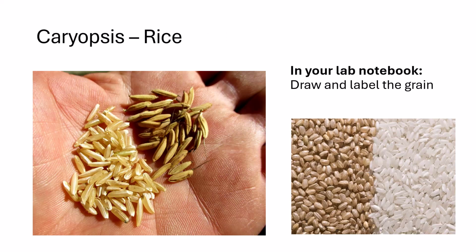Now examine a grain of rice, which is a type of fruit called a caryopsis. In a caryopsis, the seed coat is tightly fused to the pericarp, which means the seed and the fruit wall cannot easily be separated. This is a defining characteristic of grains in the grass family, including rice, wheat, and corn. Rice is a good example of how processing affects the structure of a grain.